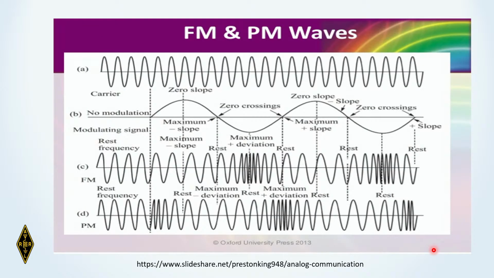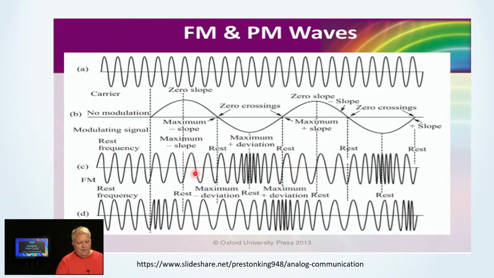And here's a look. They look kind of the same. Frequency modulation here, phase modulation down here. And in fact, a radio receiver that can receive FM can also receive PM signals and vice versa. There are some special considerations that come into play. We won't go into them here.